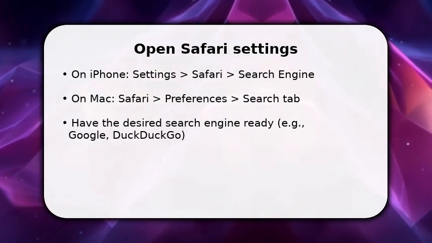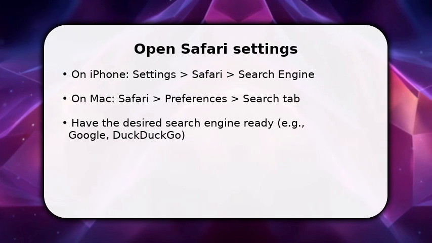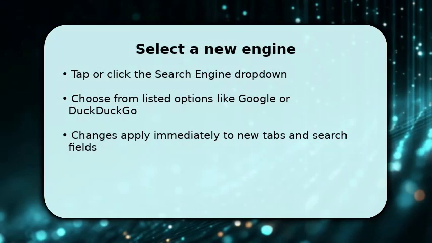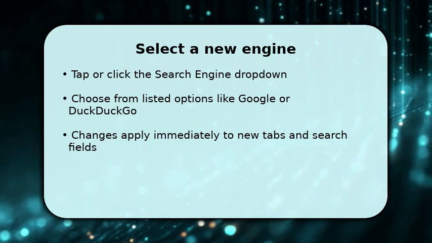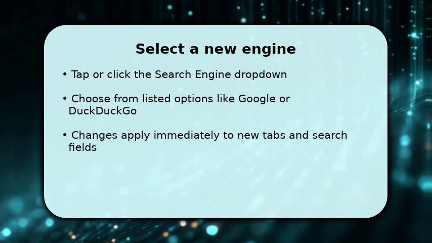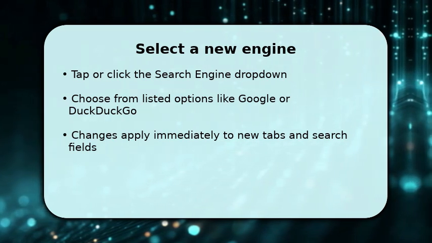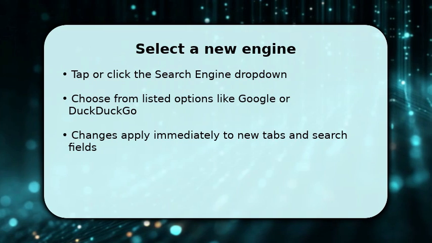This step gets you to the control that actually changes results, so don't skip it. Now select the new search engine from the drop-down in that search section. You can tap or click the menu and choose one of the installed options. Once chosen, Safari will route queries to that provider.